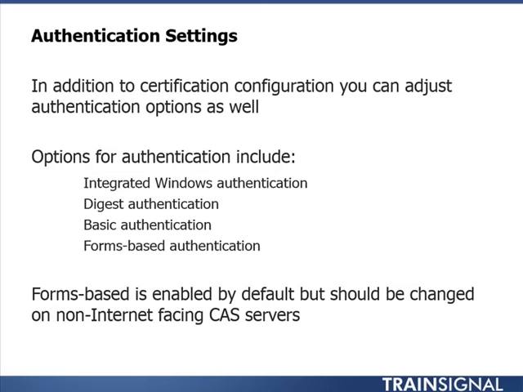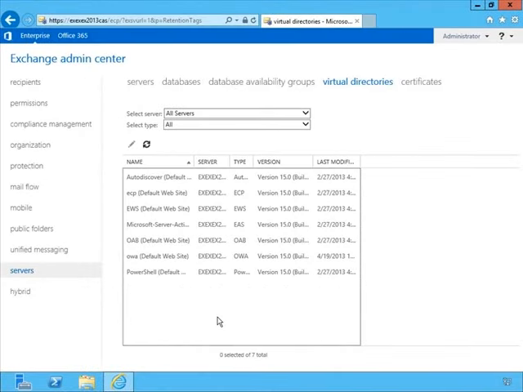Let's jump over to our server and take a look at the authentication mechanisms here and how you might adjust these for your different virtual directories. Alright, so here we are in the Exchange Admin Center under the Servers feature, and you can see we're in the Virtual Directories tab, which is right next to Certificates. If we look at the different options for virtual directories, we have Autodiscover, ECP, which is our Exchange Admin Center itself, EWS, Microsoft Server ActiveSync, OAB for the offline address book, Outlook Web App, and PowerShell.